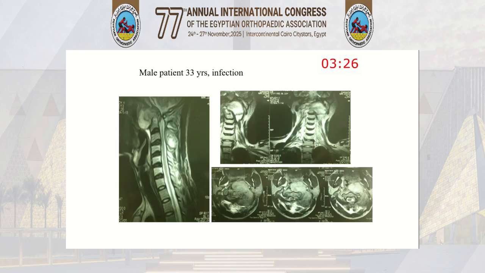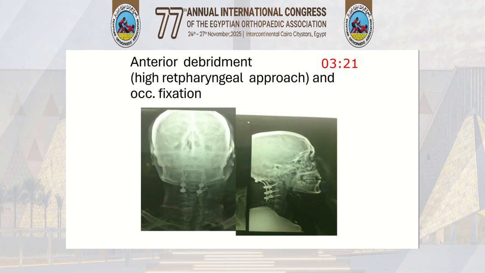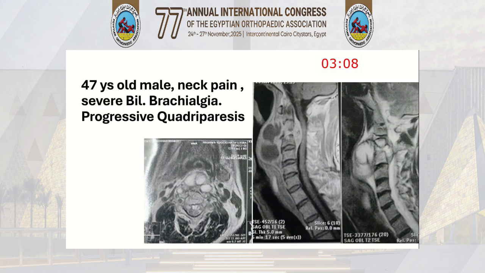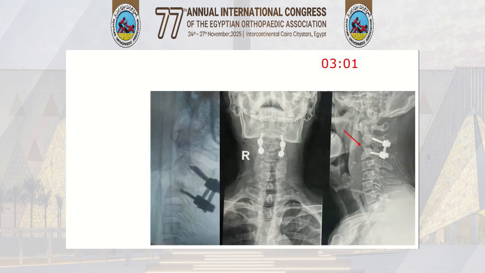Infections can be at C1, C2, at the skull base. Like this patient, we did anterior debridement through a high retropharyngeal approach for evacuation of the abscess and cleaning and debridement. Or it can be at C2-3: a 47-year-old male, neck pain, severe bilateral brachialgia. You can see that we did a posterior fixation and then anterior interbody grafting.